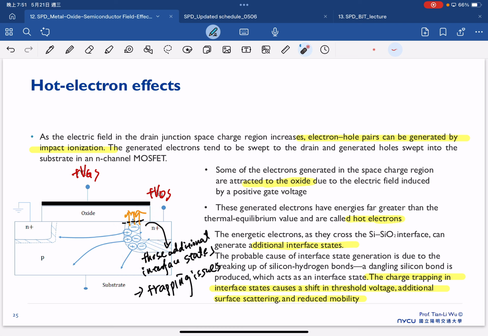And the most difficult part is that the hot electron effects are getting more serious because as the channel reduces, the electric field is increased. The electric field increases, and then it's easier to trigger the hot electron effects.